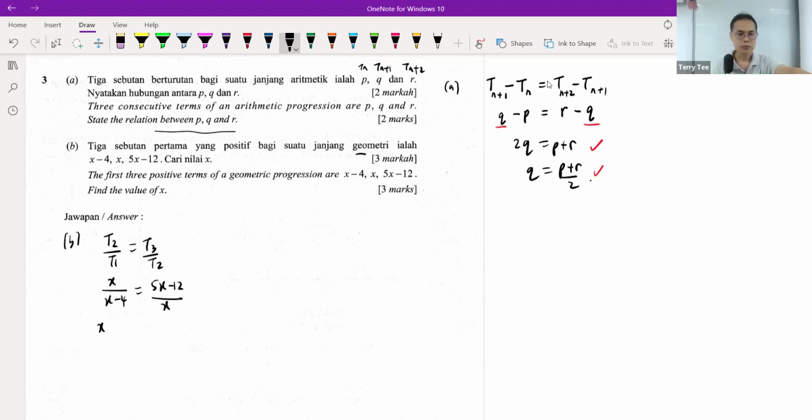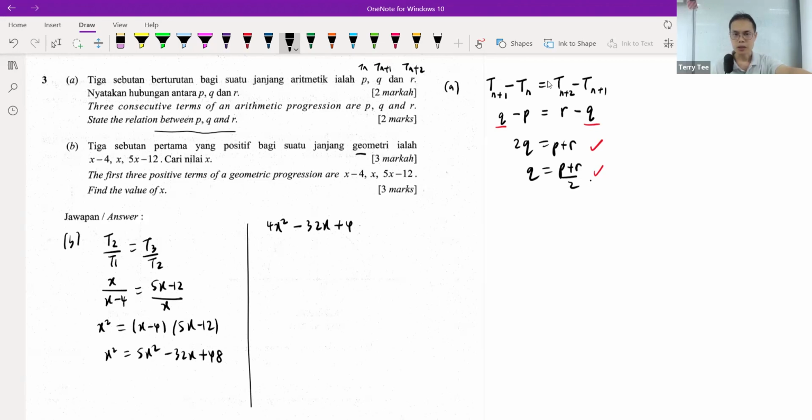So here I'm going to cross multiply. X times x is x squared. Here we have x minus 4, multiplied with 5x minus 12. As we expand this, you get 5x squared minus 12x minus 20x plus 48. So I'm going to bring the x squared to the right-hand side. I'll have 5 minus 1 is 4, so 4x squared minus 32x plus 48 equals 0.